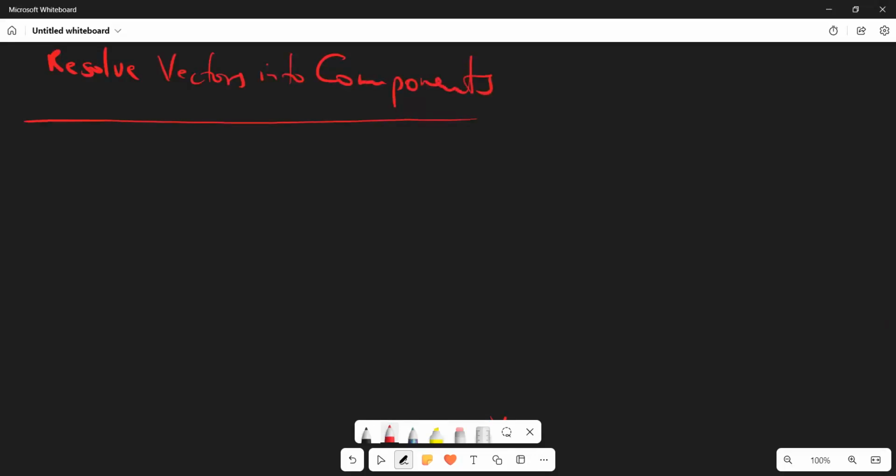Let's say we want to not combine 2 or more vectors using the polygon law, but we want to resolve vectors into components. Why would we want to do this? Why would we want to do this? Well, maybe let's say you have a body, right? You have a body.